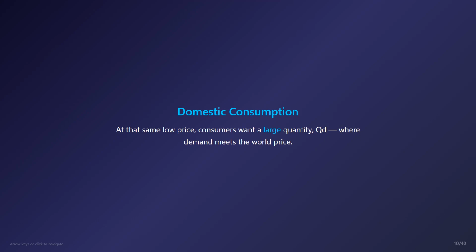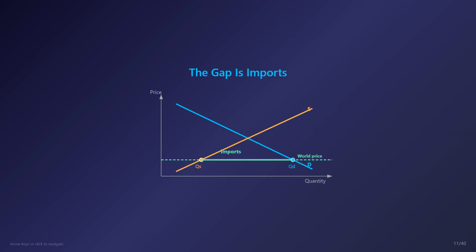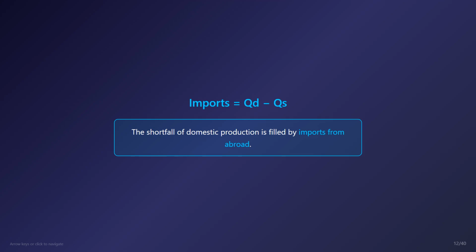Cheap goods are popular, so domestic consumption exceeds domestic production. The gap between the large QD and the small QS is filled from abroad. That gap, on the graph, is the quantity of imports. In short, imports equal QD minus QS. Whatever domestic producers don't supply at the world price, the rest of the world supplies through imports. The country leans on the world market to make up the difference.